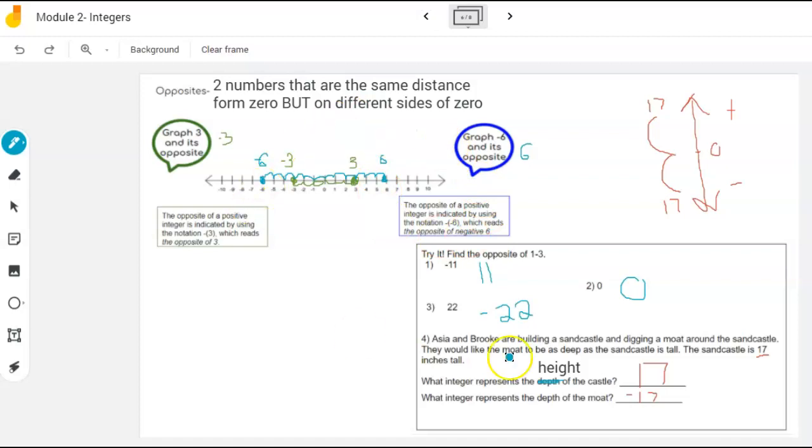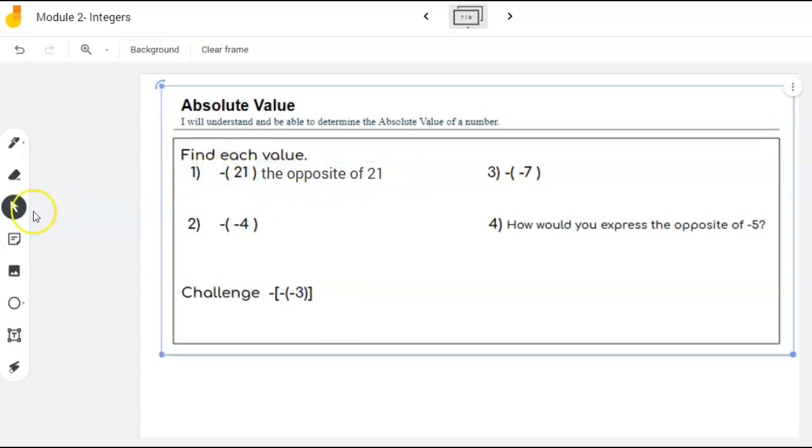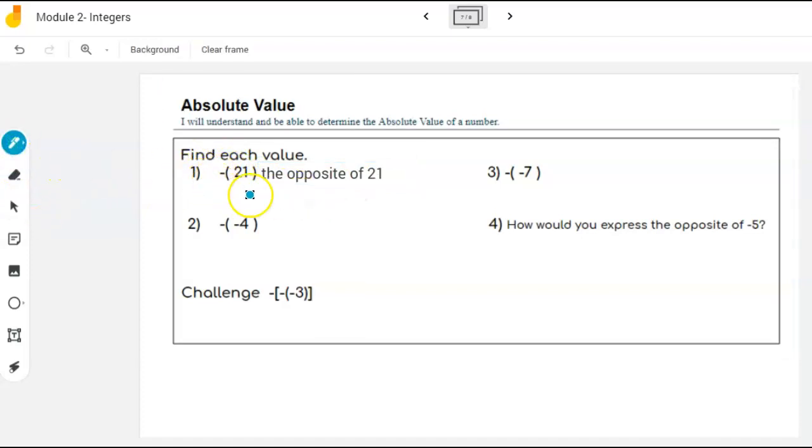So we did this yesterday, and it talks about some other notations of how you might see opposites. So we're going to look at that first. This right here is read as the opposite of 21. That negative sign outside the parentheses is saying the opposite of whatever's inside. And we know the opposite of 21 is negative 21.